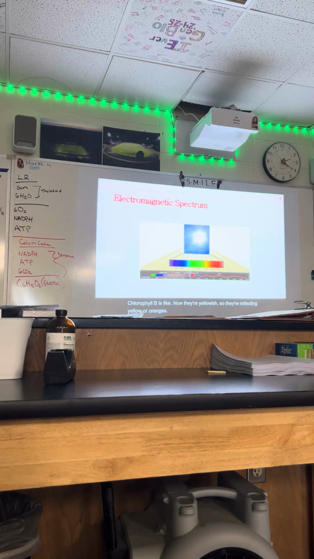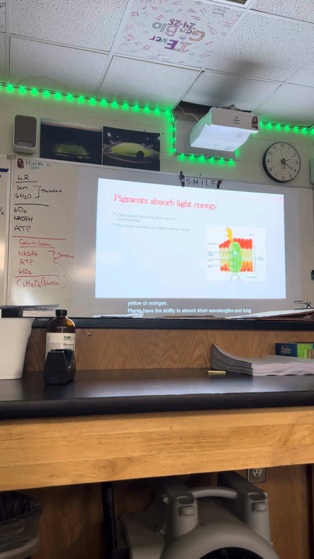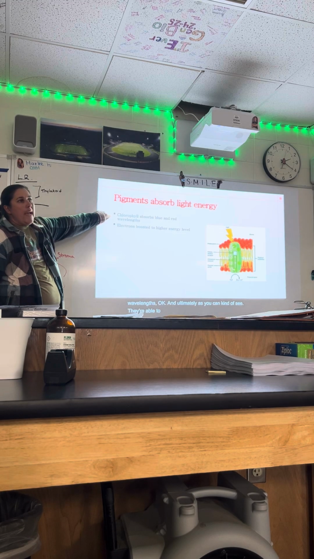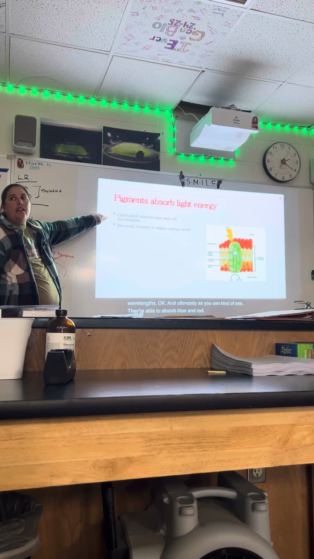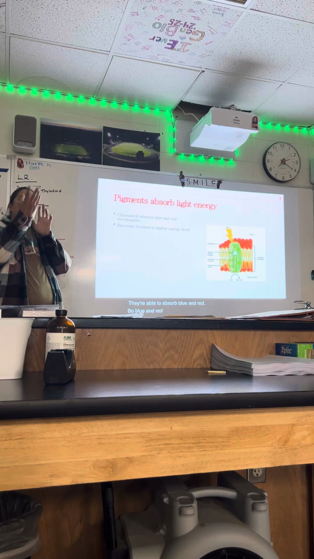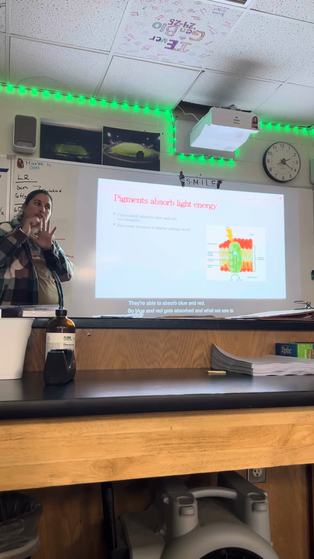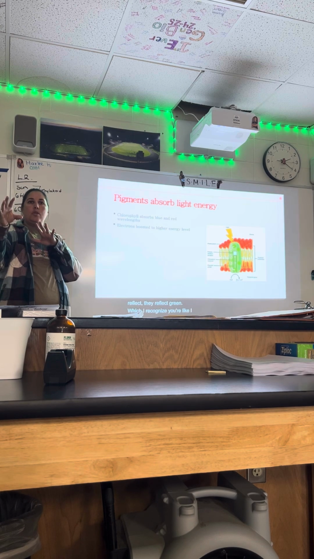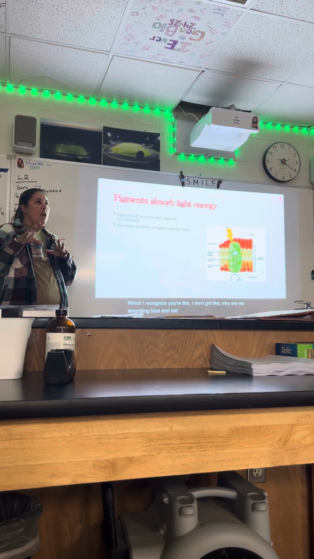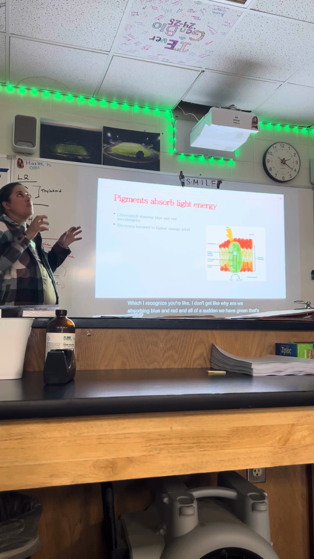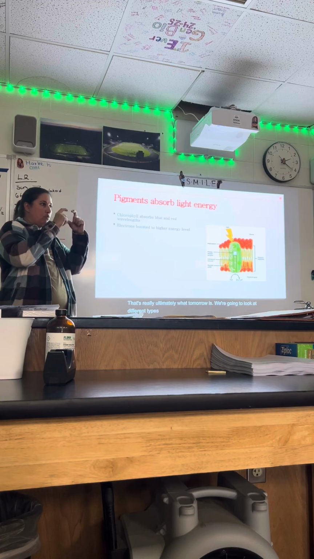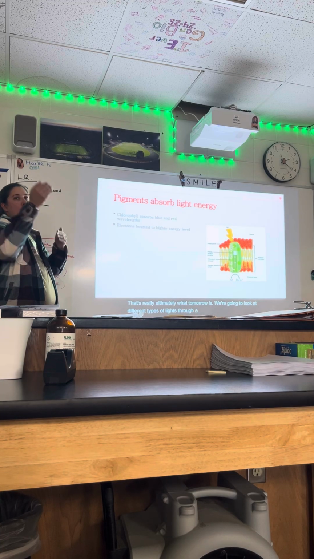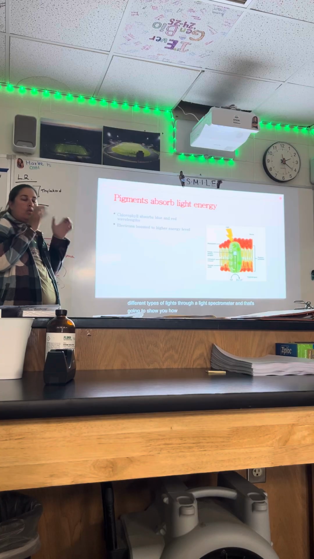Plants have the ability to absorb short wavelengths and long wavelengths, okay? And ultimately, as you can kind of see, they're able to absorb blue and red. So blue and red gets absorbed, and what we see is what they reflect. They reflect green, which I recognize you're like, I don't get why we are absorbing blue and red and all of a sudden we have green? That's really ultimately what tomorrow is. We're going to look at different types of lights through a light spectrometer, and that's going to show you how this kind of works, what you absorb and what you reflect.